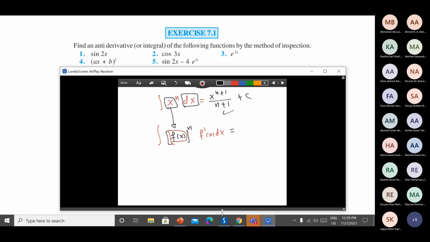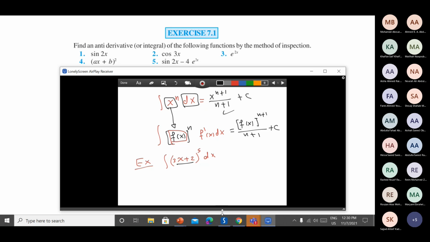So this is the generalization of this formula, right? I will do the same with this one, and instead of x, I have f of x. I add 1 to the power and divide by the new power plus the constant. This is the easy way to do it, right? Okay, let's try an example: the integral of 3x plus 2 to the power 5 dx. How can you do this one in terms of this formula?